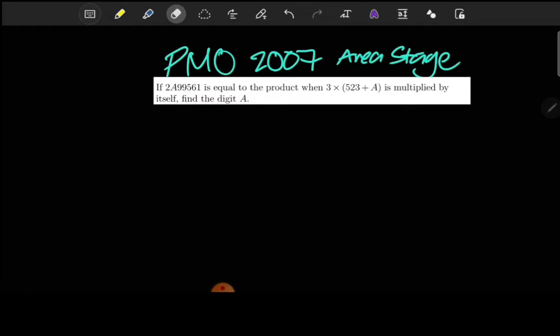This is from the Philippine Mathematical Olympiad 2007 area stage, so this is more than 14 years ago. The problem states that this number is equal to the product when 3 times the quantity 523 plus a is multiplied by itself. So basically the number being mentioned here is a square of this number as well, and we need to find the digit a.